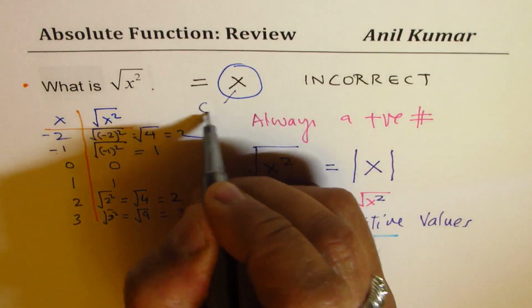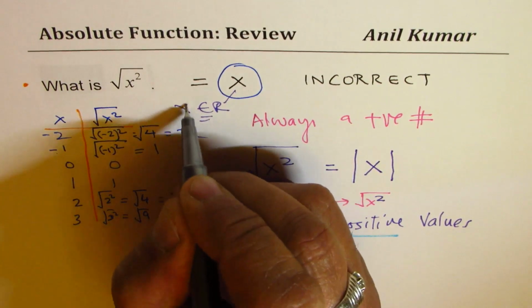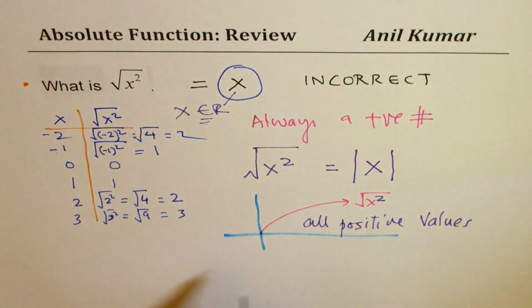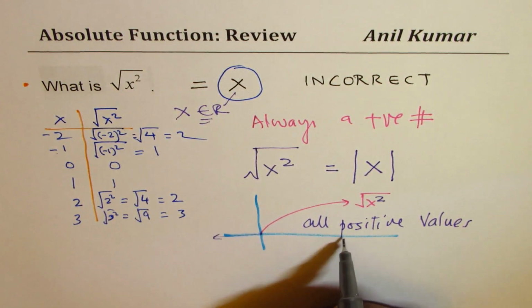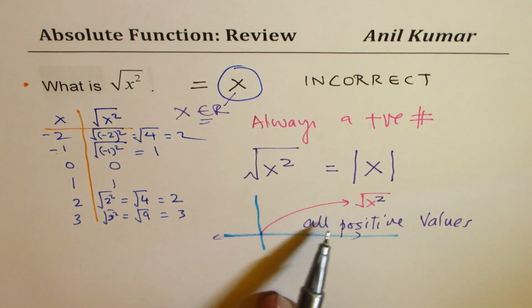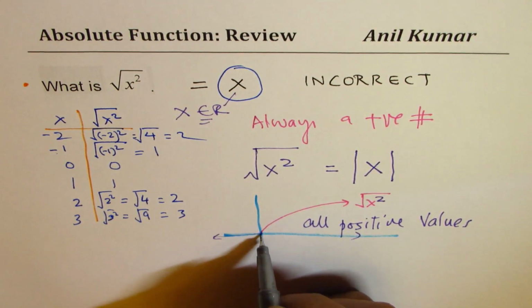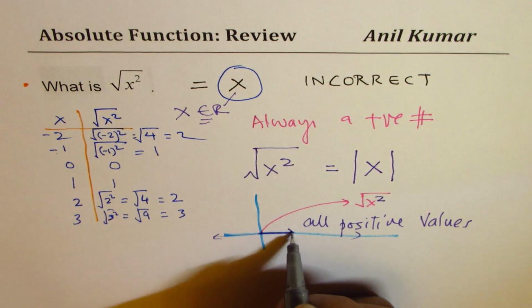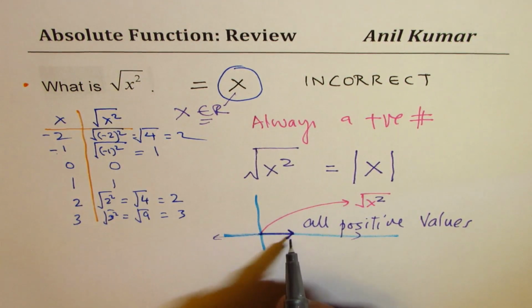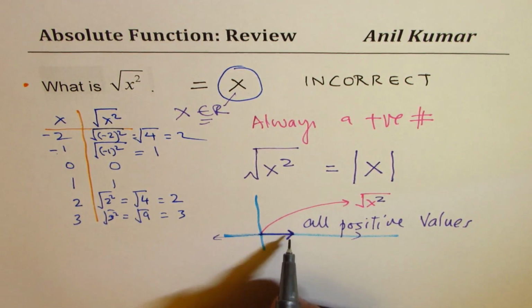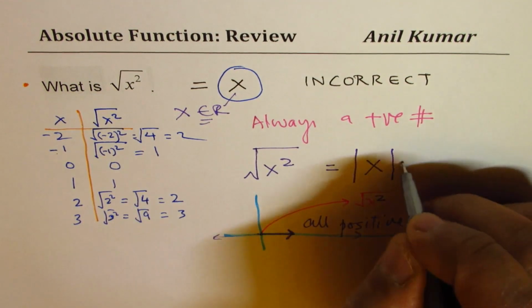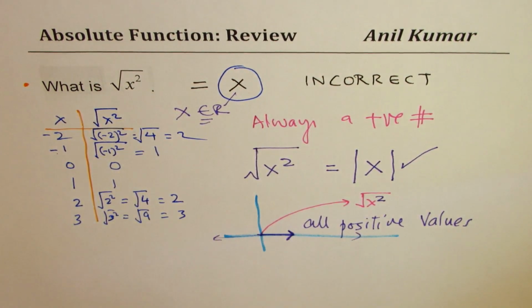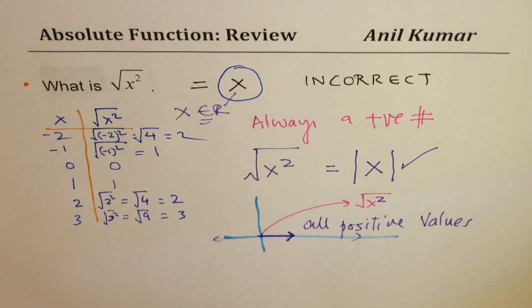Since x belongs to real numbers, it could be negative also, right? X is the whole line. Do you understand? We have to only represent this part of the line. So the range has to be greater than or equal to 0, which is that of the absolute function, right? So I hope this point is well taken care of.